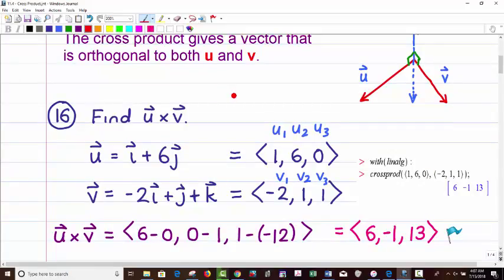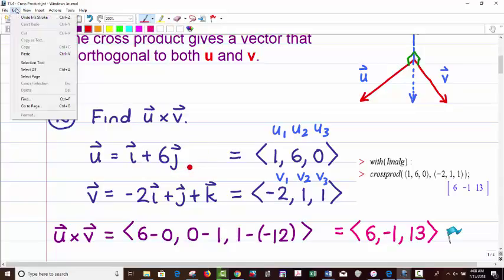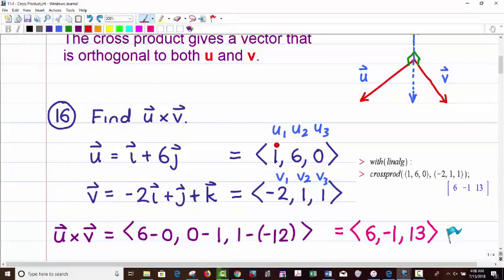Now we're going to cross product these two vectors, u cross v. u is given as i plus 6j. So you might be thinking, hey, there's not a third component there. Yeah, it's definitely going to be a space result, so no problem. If you don't see a k there, just add a 0. So i plus 6j would be the same thing as the vector 1, 6, 0. And here we have negative 2i plus j plus k, which makes it negative 2, 1, 1.